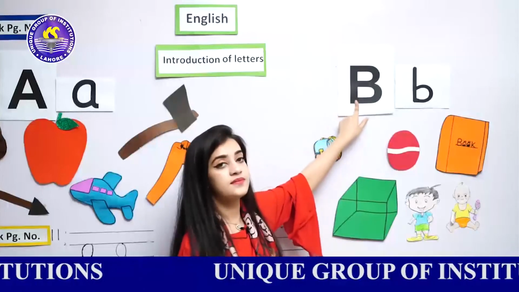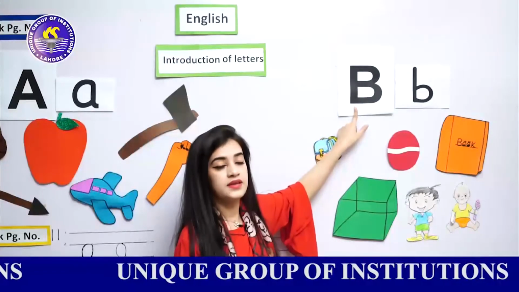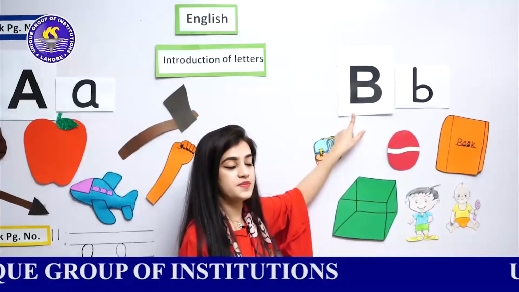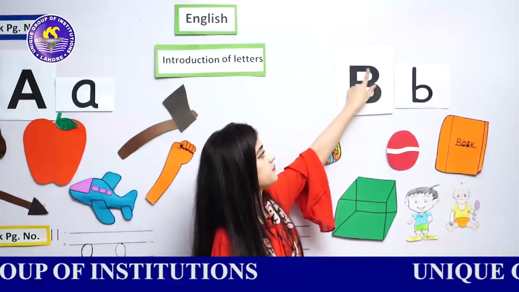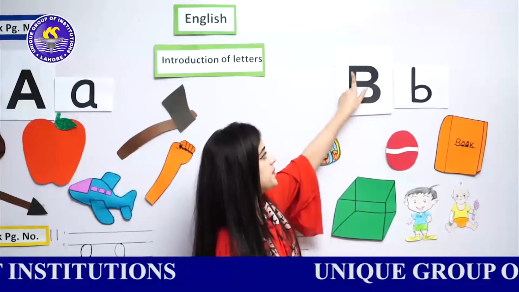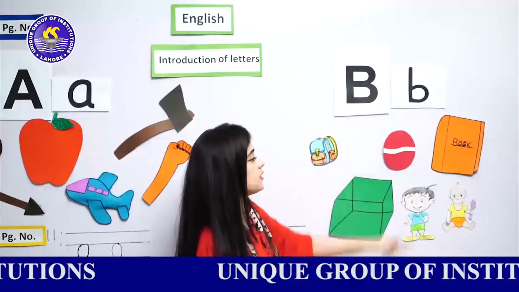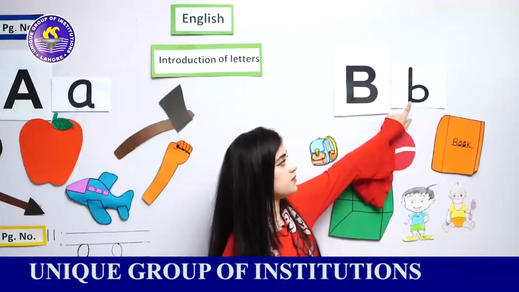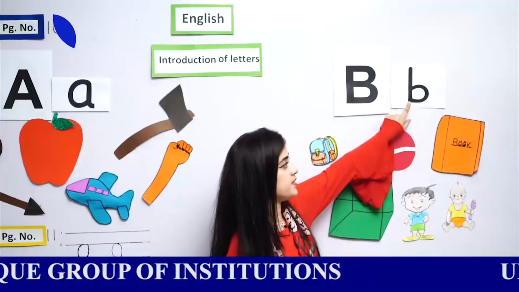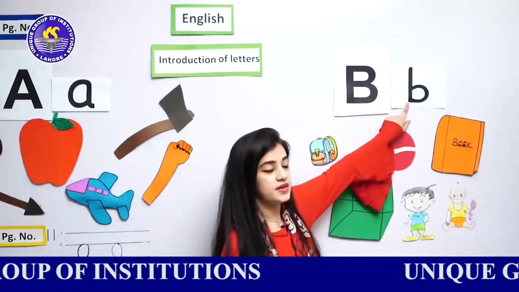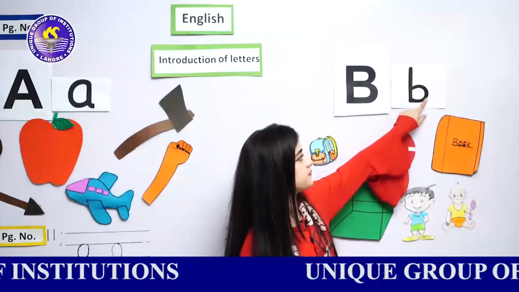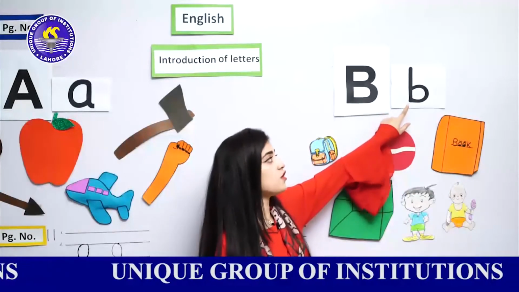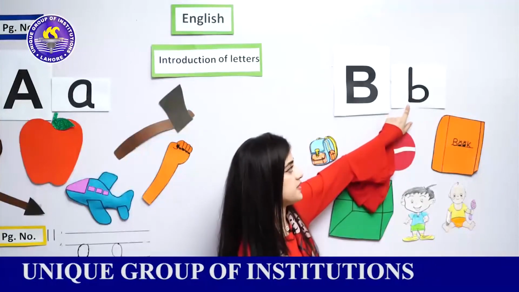This is capital B, uppercase B. This is also called capital B. Next is small b, lowercase b. This is also called small b.